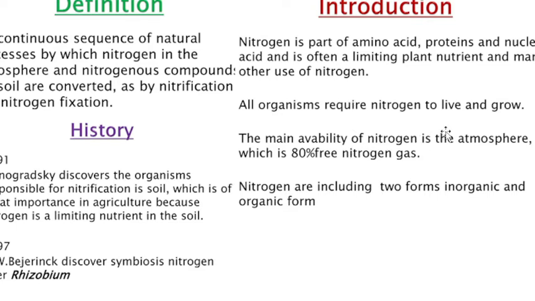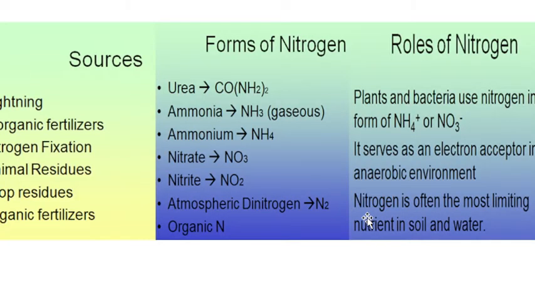All organisms require nitrogen to live and grow, and the main reservoir of nitrogen is the atmosphere, as I told you. Nitrogen occurs in two forms, inorganic and organic. Where does this nitrogen come from? The sources of nitrogen are lightning, when naturally nitrogen forms, then inorganic fertilizers that we apply in the agricultural field, nitrogen fixation, animal residues, crop residues and organic fertilizers. These are the main sources of nitrogen.